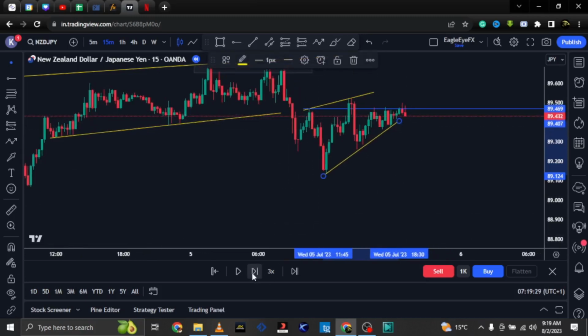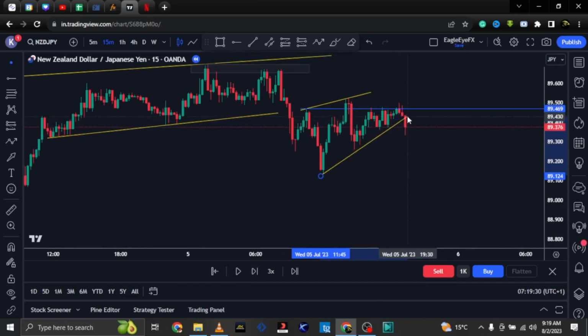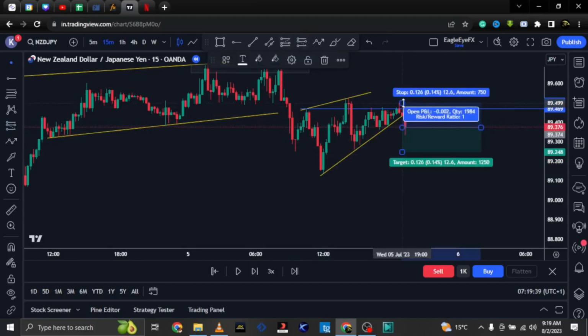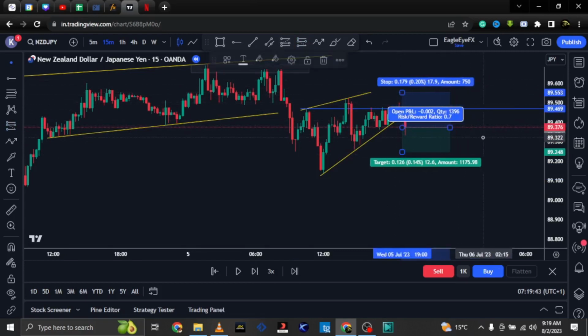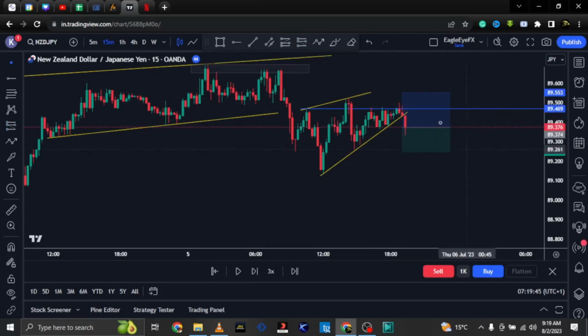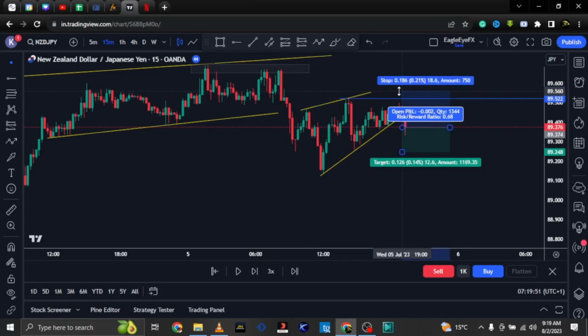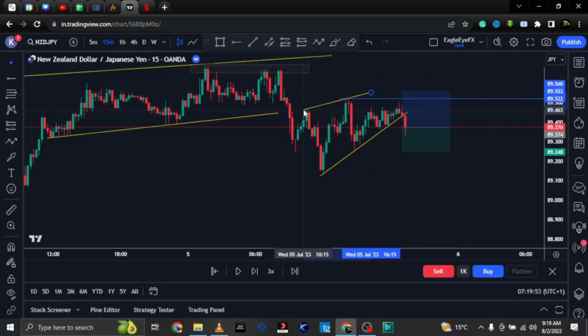Okay, it came back to that level over there, and then it actually did what? It has now clearly broken out. So this is the level where, of course, you want to enter your trades. Then look at your stop loss. Our stop loss is manageable, 17.9, which is still okay. We want to put our stop loss above this level over here, above that high over there, and then we see how this is going to play out.